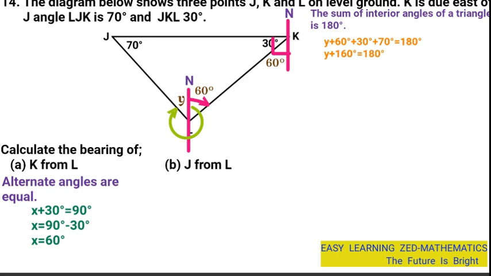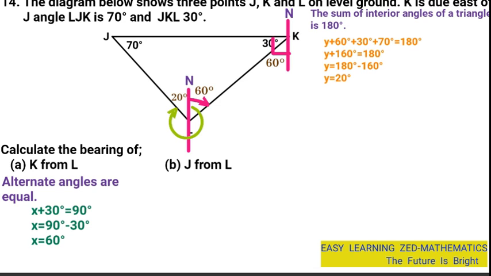Then we put like terms together, so y is equal to 180 minus 160. When you find the difference of 180 and 160, you find that y is equal to 20 degrees. Now, that is the angle that is not included in this bearing. So y is equal to 20 degrees. Now we can find the bearing of J from L.